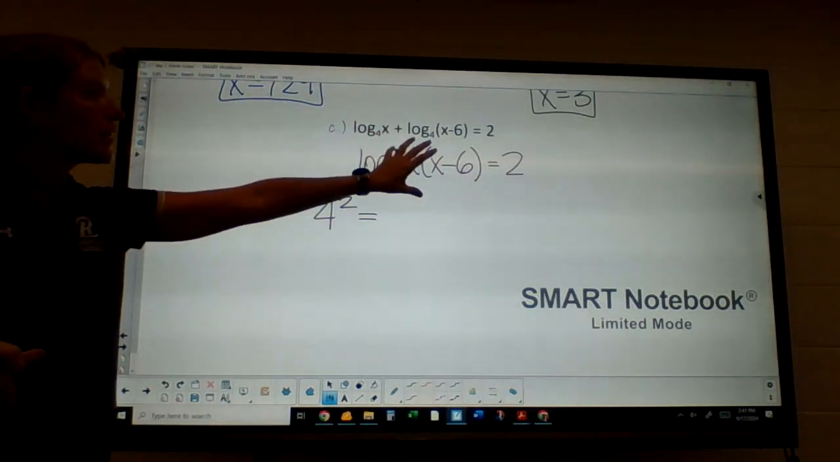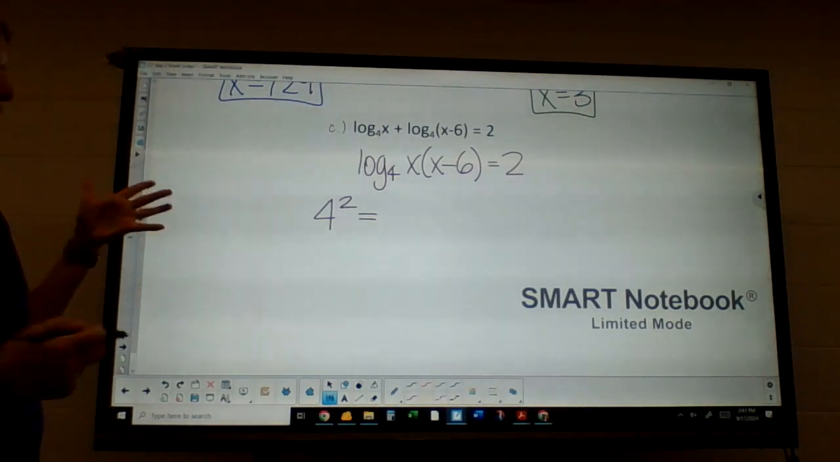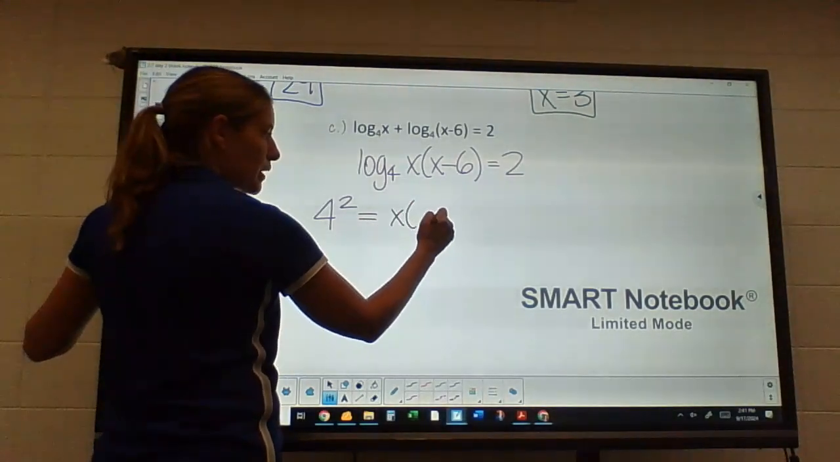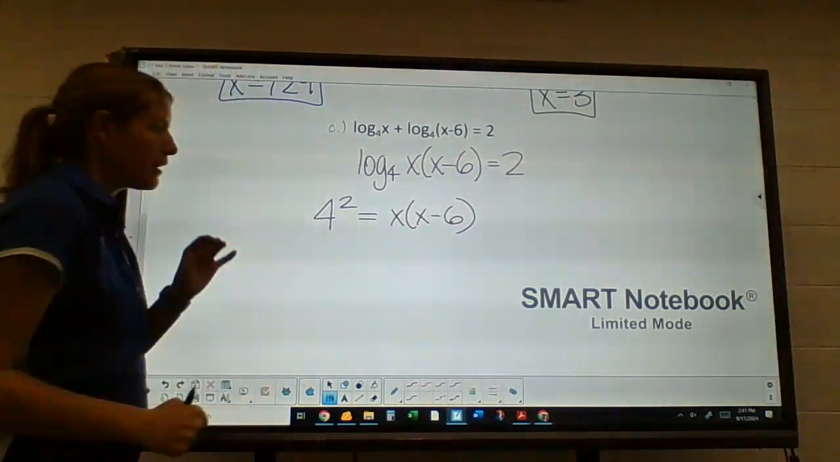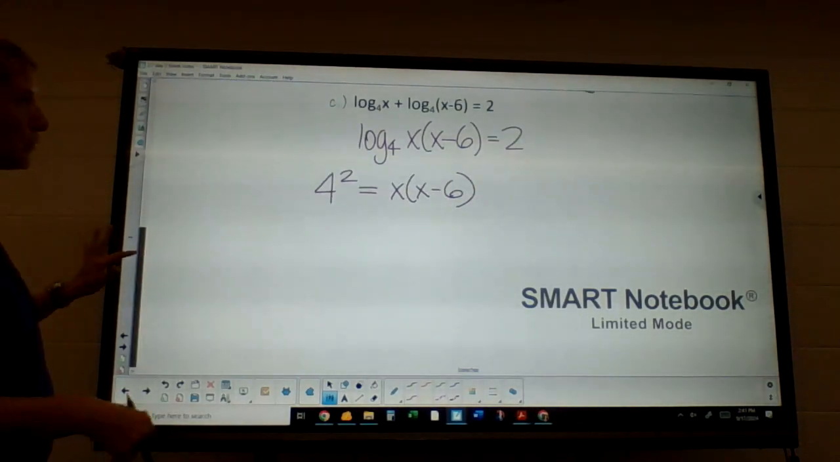What I have here is I could FOIL that through. I could distribute it through. We eventually are going to anyway. I'm just going to rewrite it the way it is right now just so you don't freak out on me if I'm doing too much at once. So now this becomes an algebra problem, back from algebra 1, algebra 2.